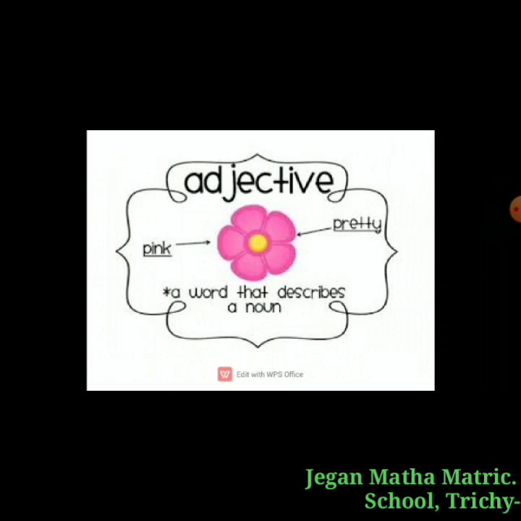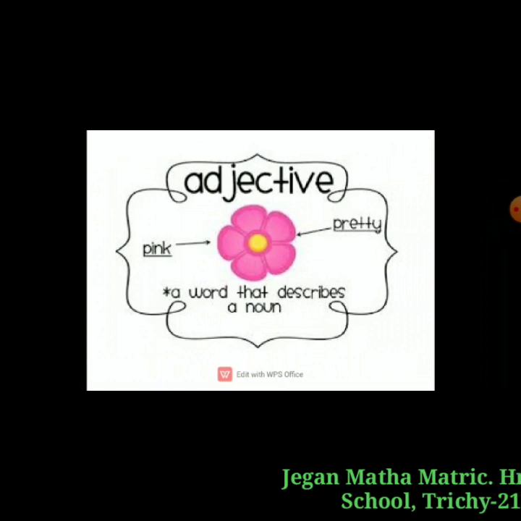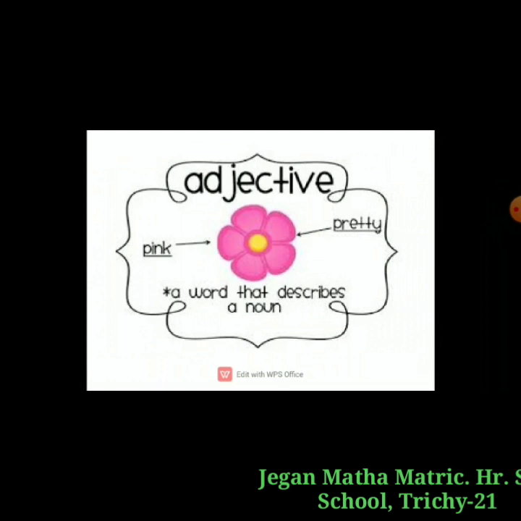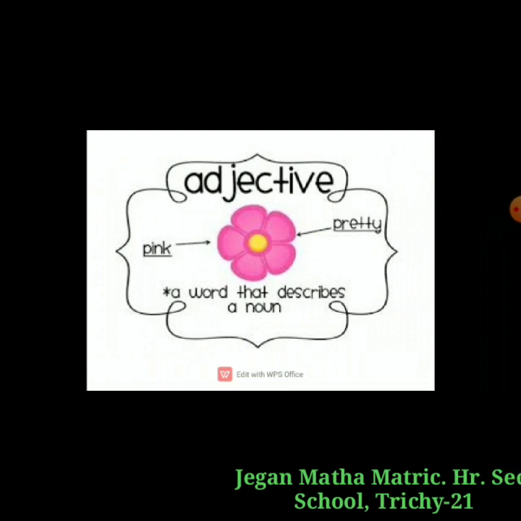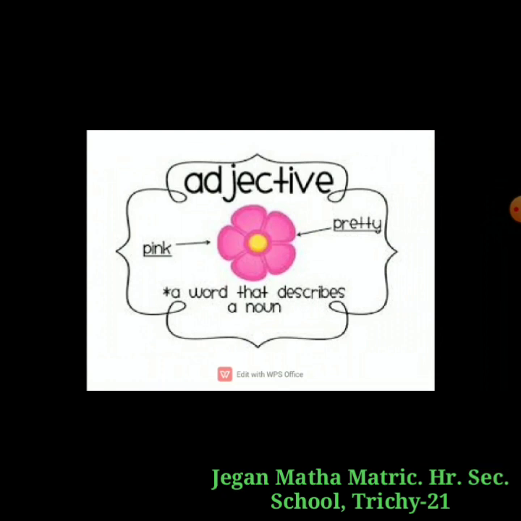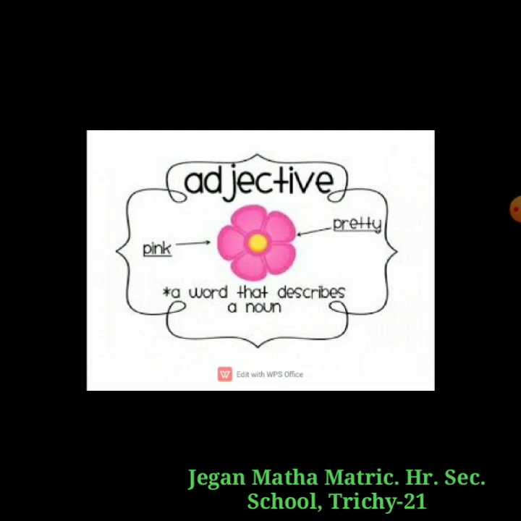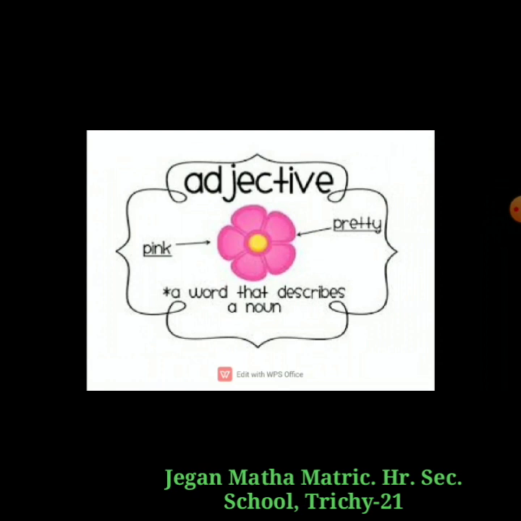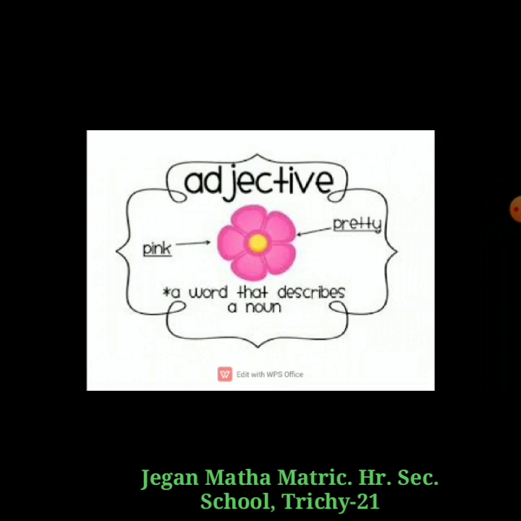For example, this is a blue pen. Which color? Blue. So that is an adjective. He is an intelligent boy. Intelligent describes a noun. Who is intelligent? He. So what is the adjective? We can easily identify that it describes a noun.